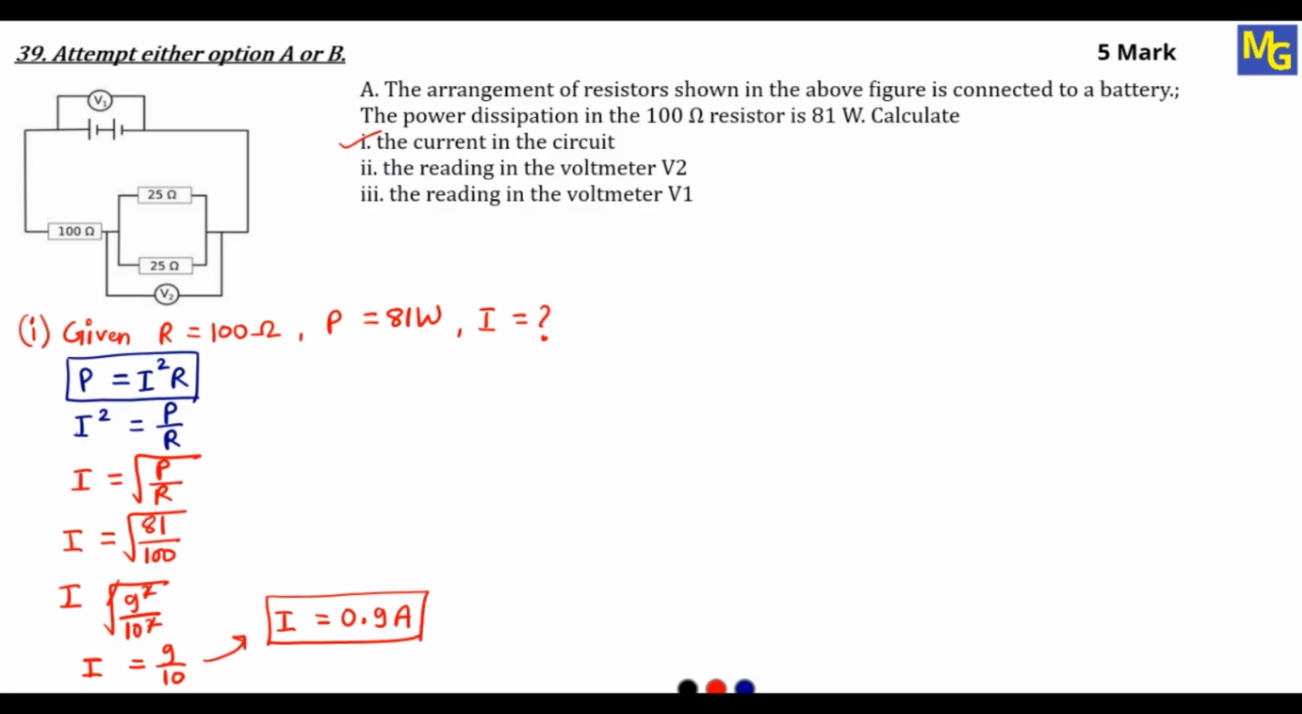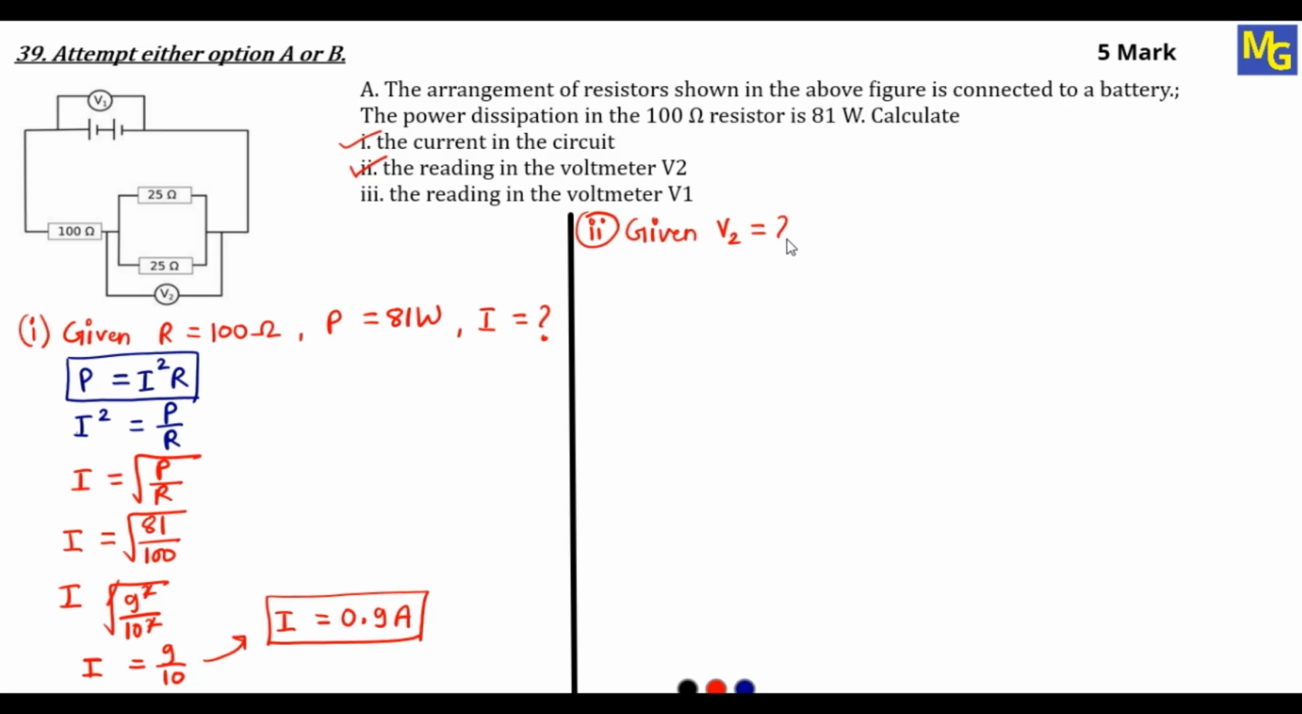Now after this we are going to solve the next part, that is, we have to find the reading in voltmeter V2, and for the third we have to find the reading in voltmeter V1. So I'll write here, number 2. Again, first we have to write what is given. Here we have to find the reading in the voltmeter, that is the voltage, so I'll write V2 is equal to question mark.